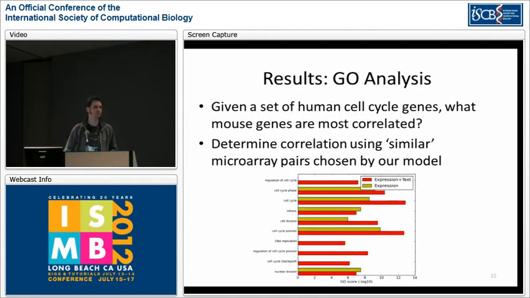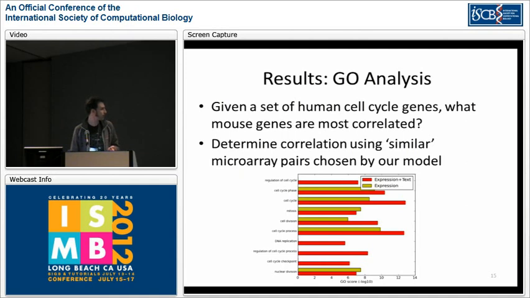So now that we've actually done this method and we have a set of pairs that we think are similar between human and mouse, we can do another form of analysis, which is to attempt to find genes which are correlated between the two species. Imagine you have these hundreds of similar microarray pairs, and you take a set of human genes, and you can ask the question, what are the mouse genes that are most correlated in all of these similar experiments? And that's what we did.